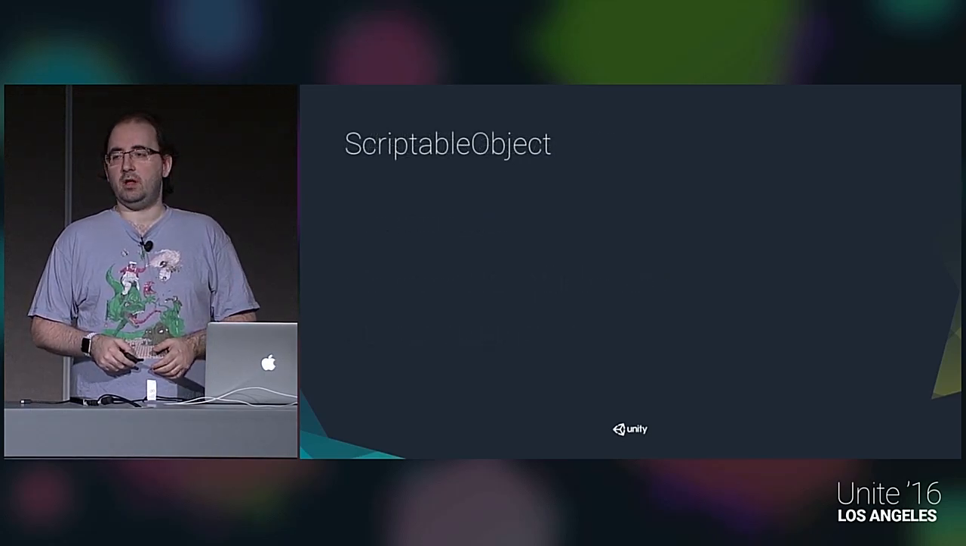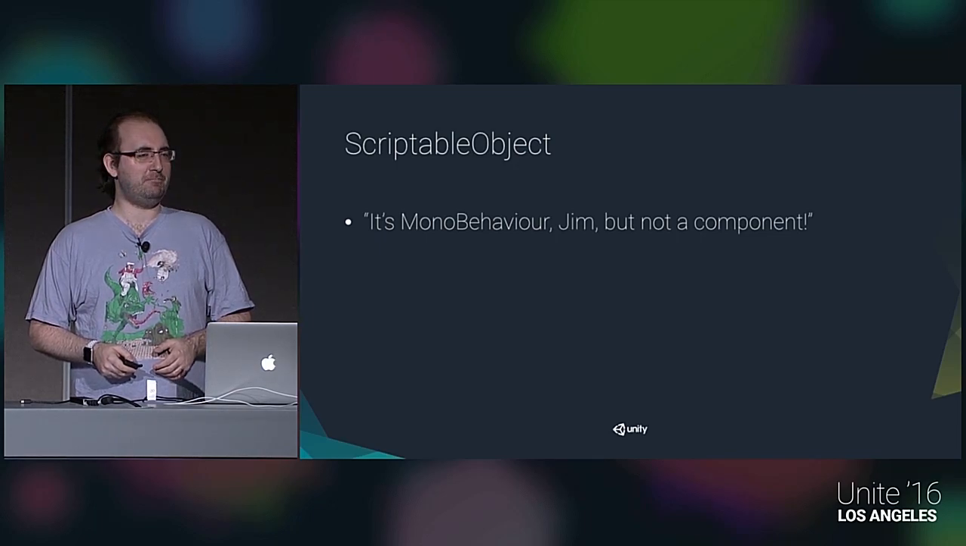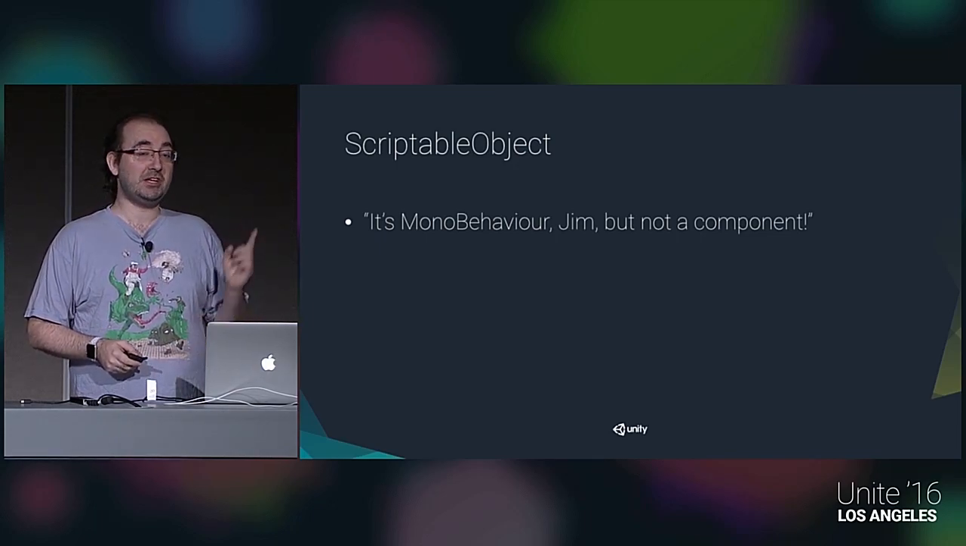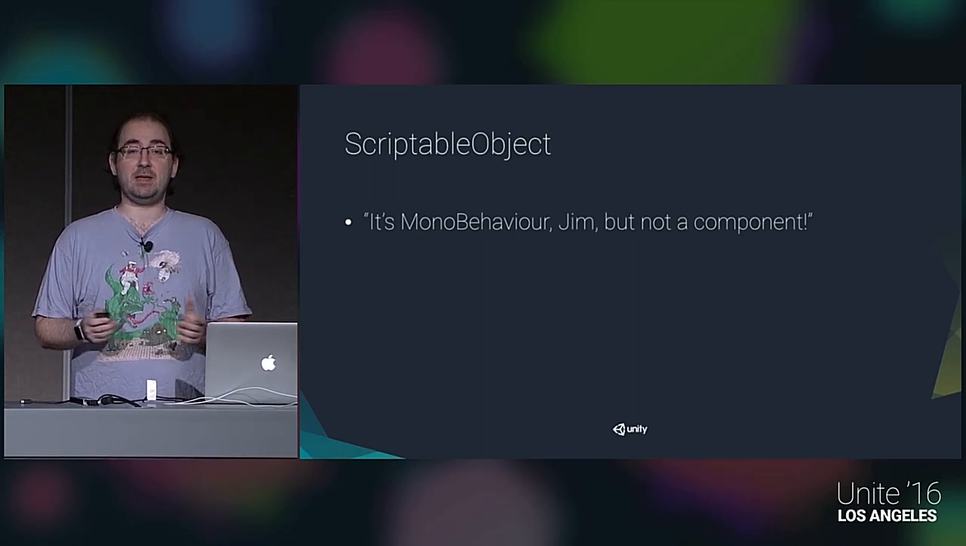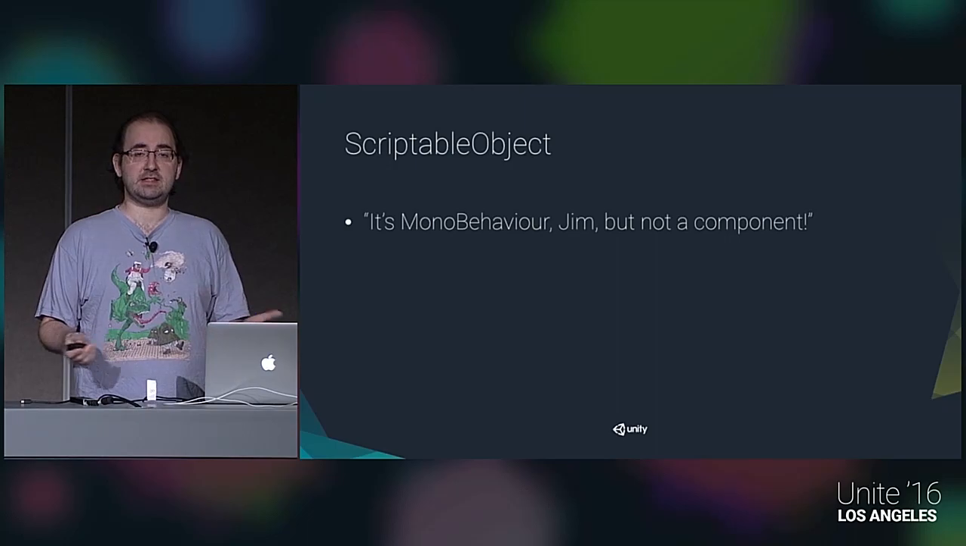So let's talk about ScriptableObject. It's MonoBehaviour, Jim, but not a component. That's actually quite literally what it is on the engine side. We use the same class to represent ScriptableObject and MonoBehaviour, except that a ScriptableObject isn't attached to a game object. That's literally all it is.